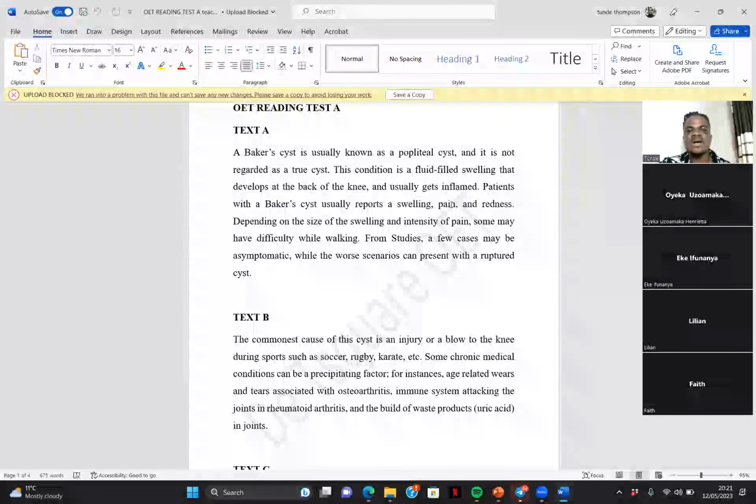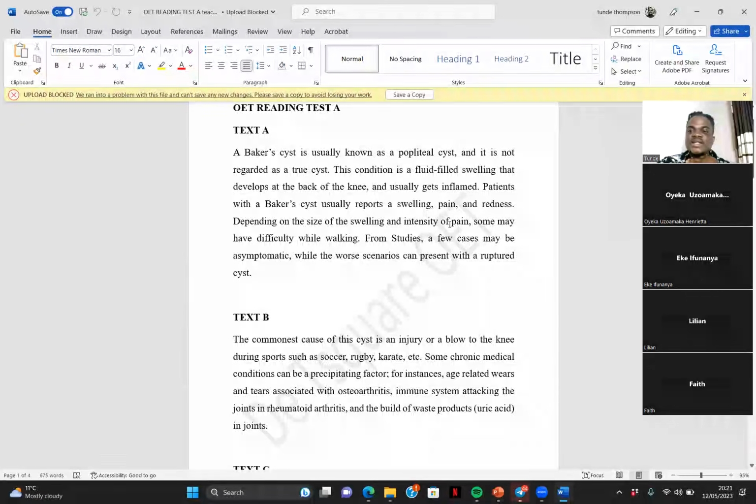And if you waste your time unnecessarily, you will just waste your chances of passing that exam. So what you do is not to start to read everything in that text. What you do first is to try to scan through.